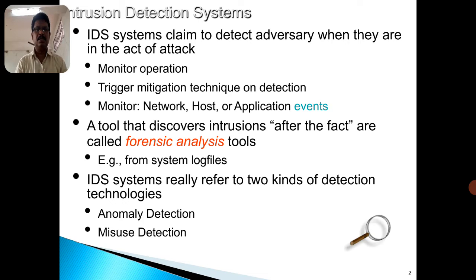So that means here it monitors operations and triggers a mitigation technique on detection, and monitors network, host or application events. So the IDS can be taken in this way. Another tool discovers intrusions after the fact, called forensic analysis tools. Because the one who is discovered as an intruder is nothing but an opponent.